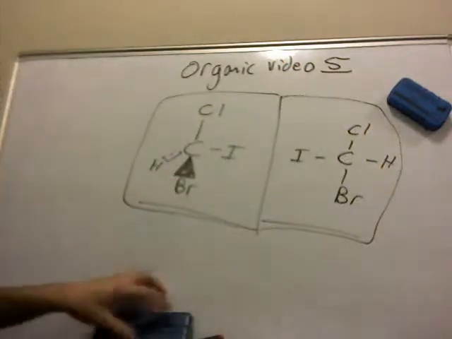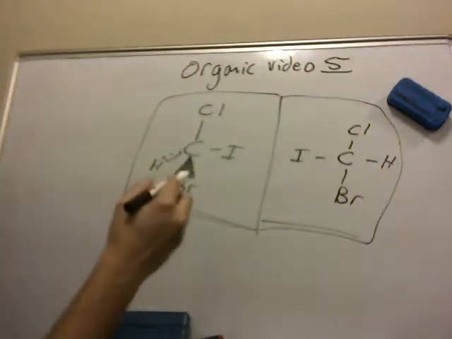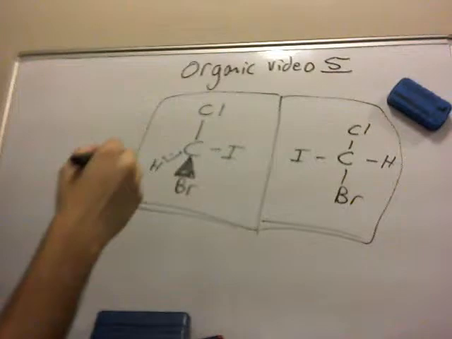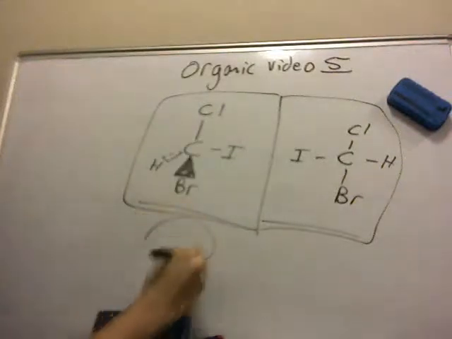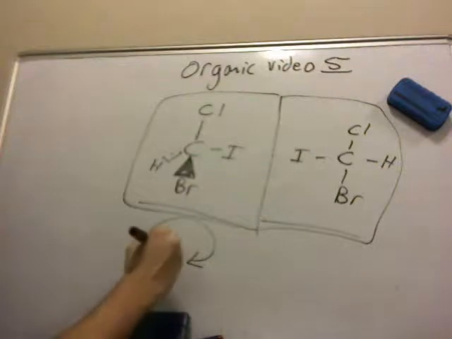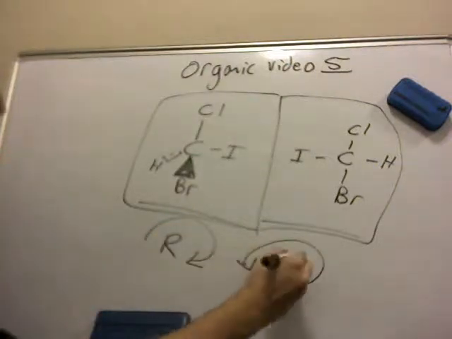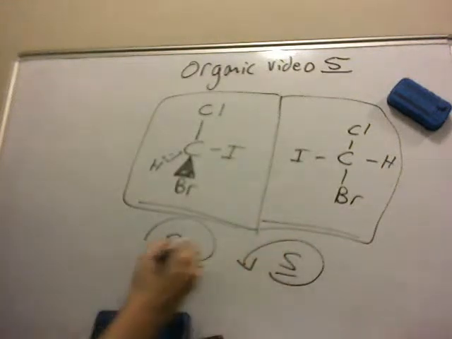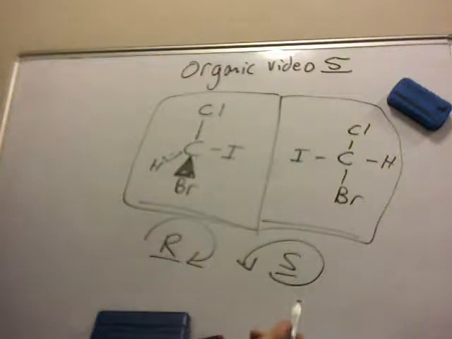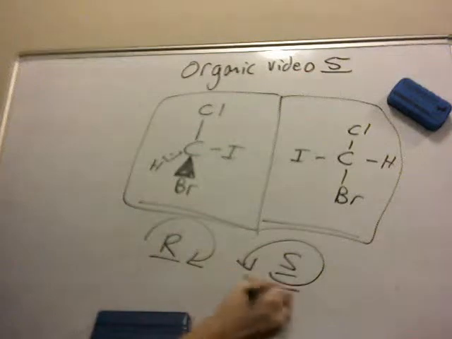But anyway, if we look at the substituents, we look at it in terms of clockwise or counterclockwise. If it's clockwise, like that, it's the R isomer. If it's counterclockwise, we say the S isomer. And this just means rectus and sinister. Rectus meaning right, sinister meaning left. If you ever heard the old wives' tale that left-handed people are evil or sinister, that's where that comes from.